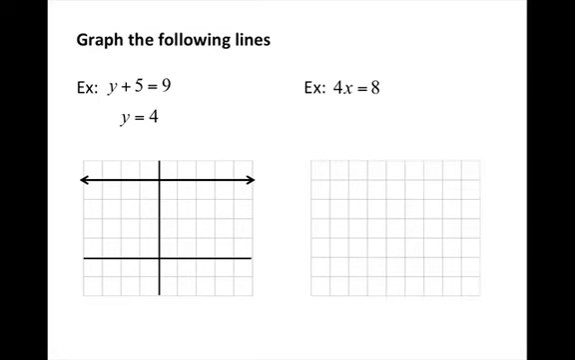Next, I have 4x equals 8. So again, I just have an x value, so I know it's going to be a vertical line, but I want to get that x by itself. So since it's 4 times x, divide each side by 4 and you get x equals 2. So find 2 on your x-axis and draw a vertical line through it.